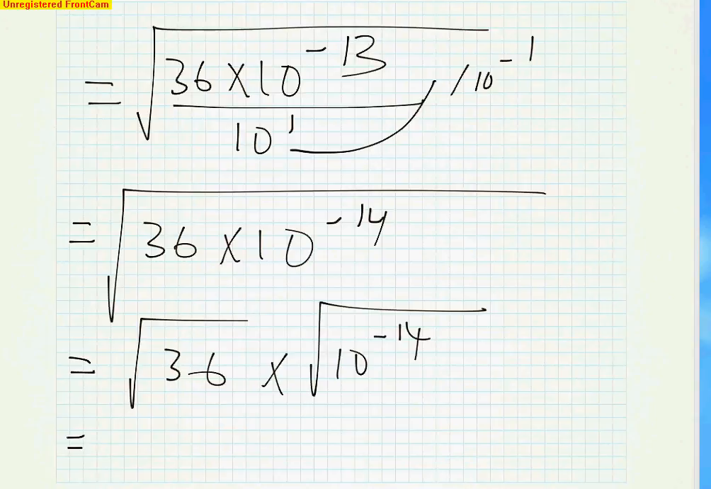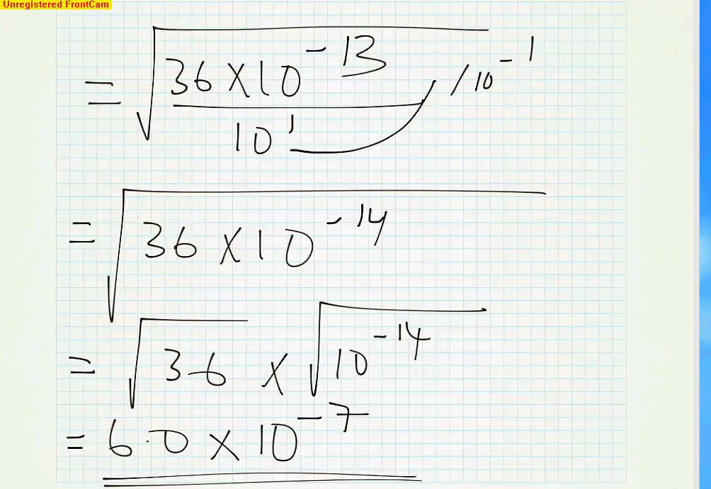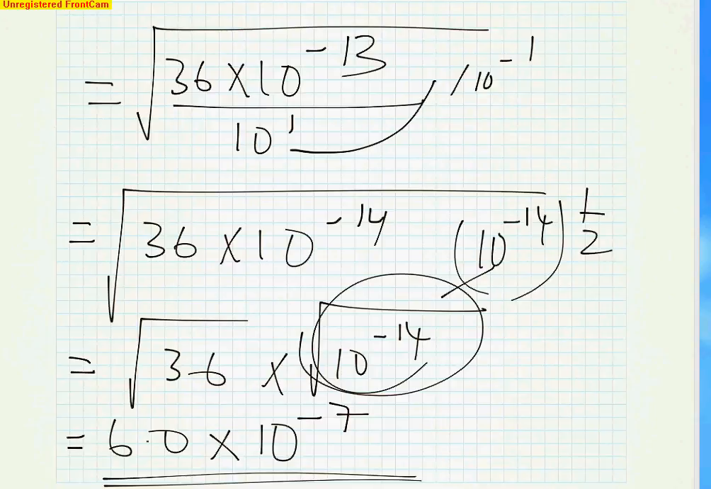We know the square root of 36 is 6. We're going to call it 6.0 because we have to leave the answer in standard form. 6.0 times the square root of 10 to the power negative 14 is the same thing as 10 to the power negative 14 raised to the power half, which is 10 to the power negative 7. So that gives you 10 to the power negative 7. Alright, so that is your answer in standard form. You always have to be careful: this becomes 10 to the power negative 14 raised to the power half, which is 10 to the power negative 7, and that is why we have it here.